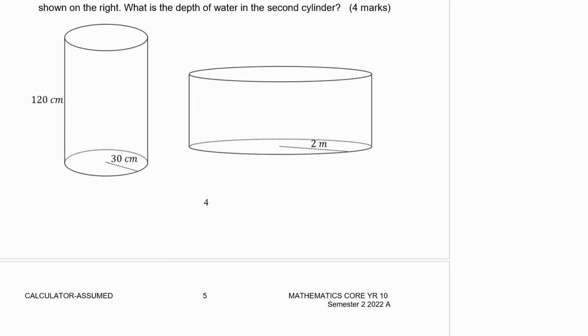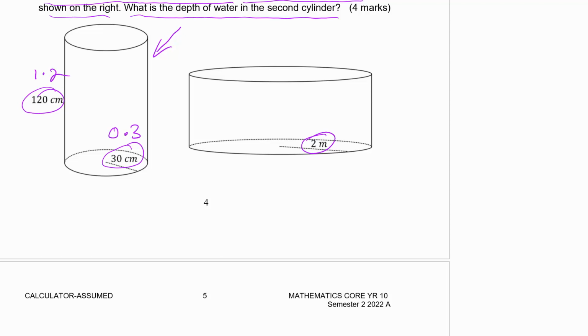Okay, the cylinder shown below on the left is full of water. It is poured into the cylinder shown on the right. What is the depth of water in the second cylinder? So the first thing we need to do is work out how much is in here. But since this is in meters, let's change these to meters as well. So that is 0.3, that is 1.2.